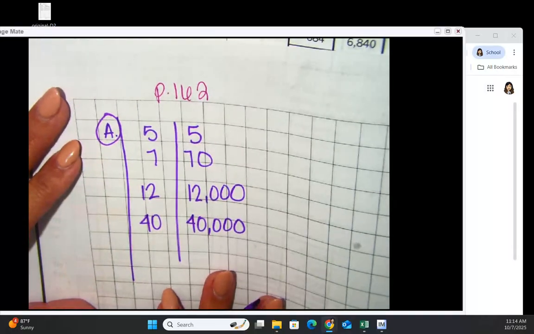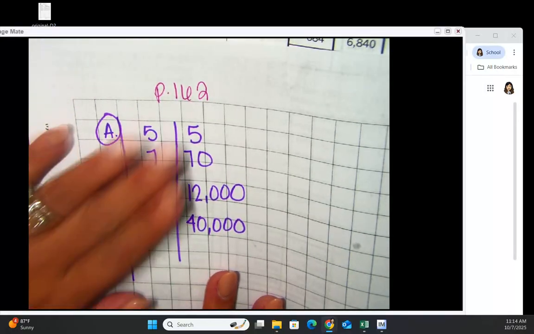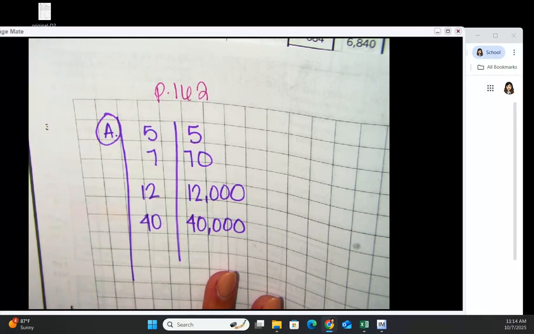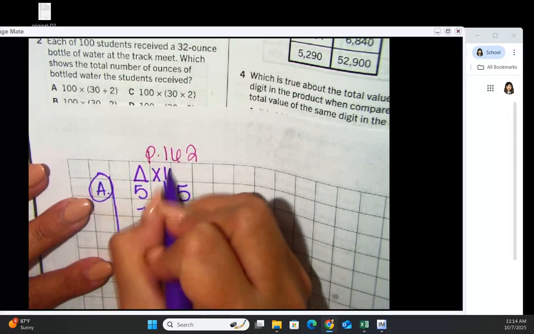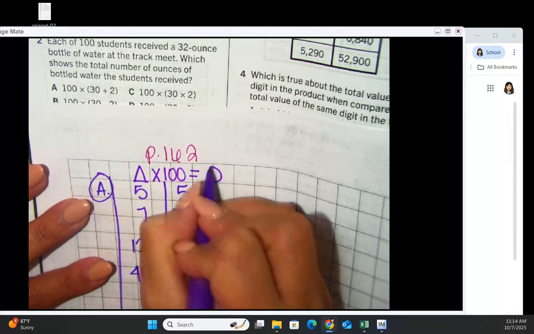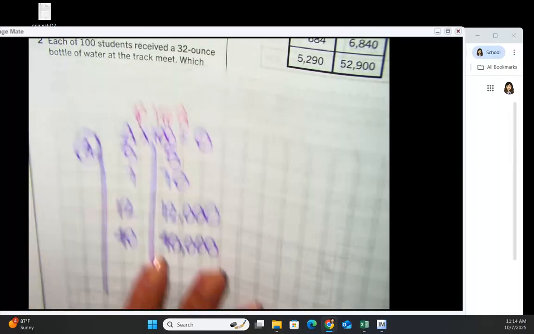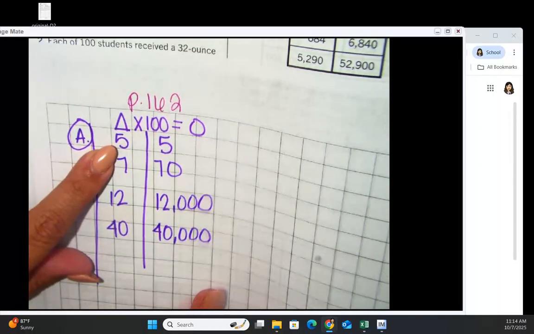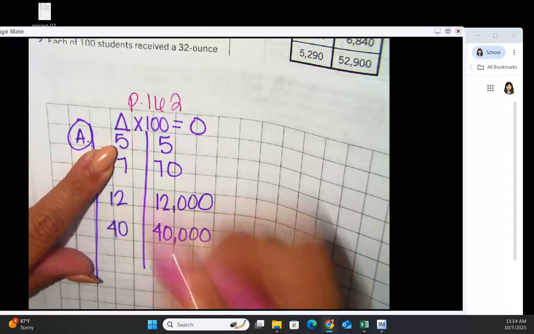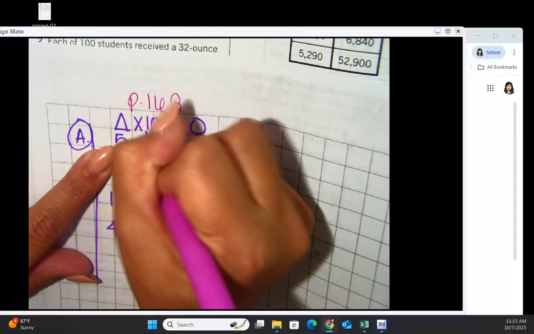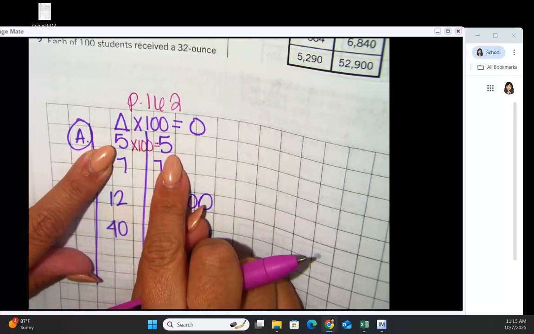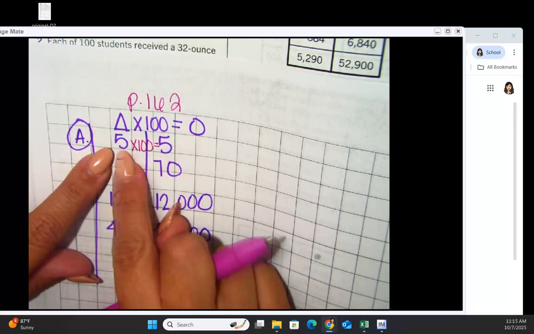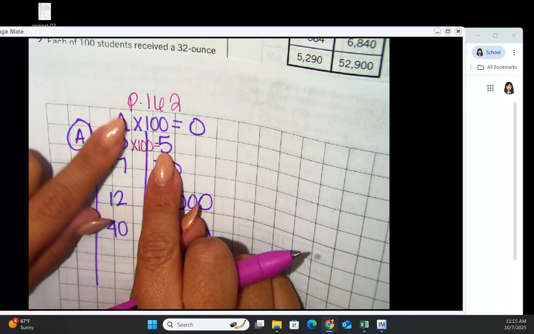So let's look at this one. You don't have to write the problem, guys. You're just gonna work it out. So this tells me triangle times 100 equals circle. So that means that if I multiply 5 times 100, it gives me the number that is in the circle. Is this true? 5 times 100 equals 5? No.